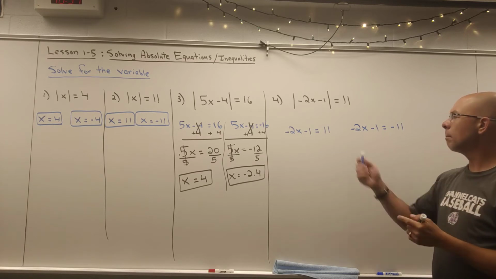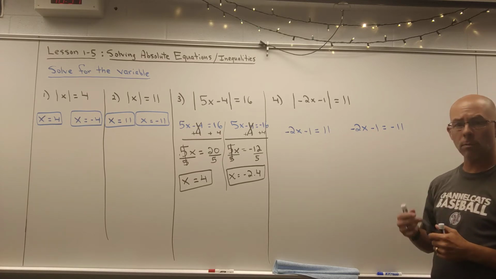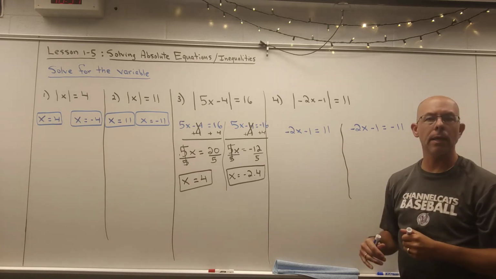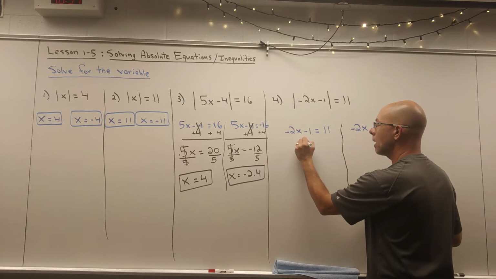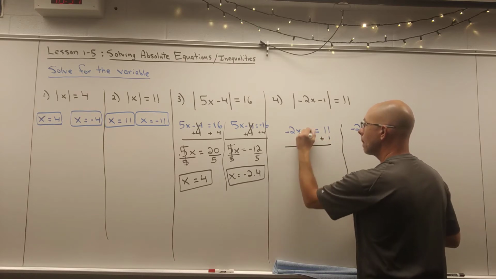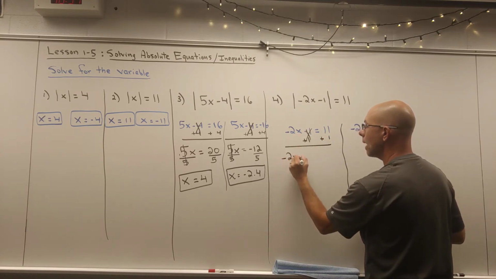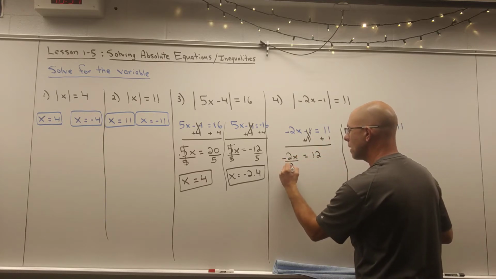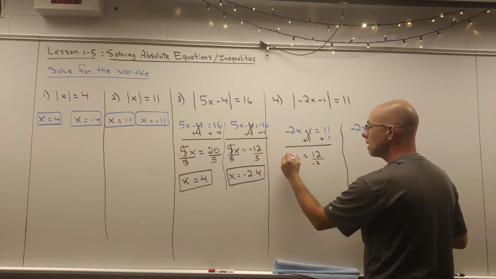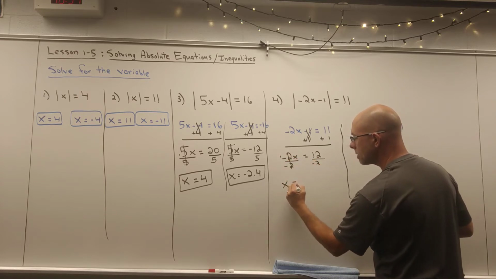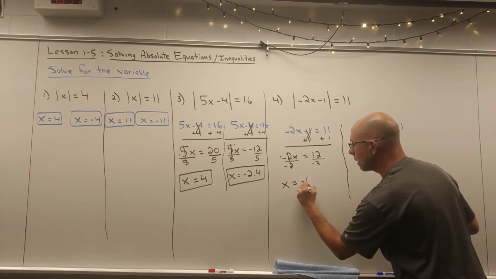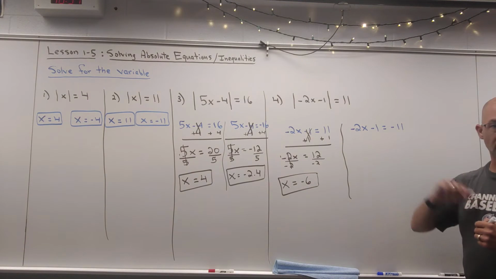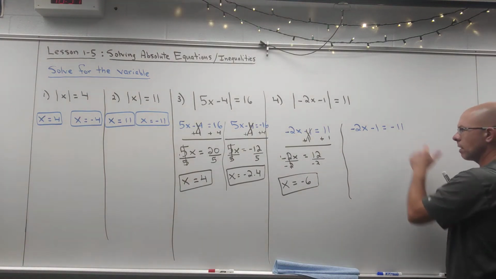And then I solve. Both of these solves are going to require you and me to add 1 and divide by negative 2. So if I add 1 to both sides, that's out. I get negative 2x equals 12. Divide both sides by negative 2. Negative 2 divided by negative 2 is 1x. And 12 divided by negative 2 is negative 6. There's that one. Same exact steps here, just a little different number here to pay attention to.